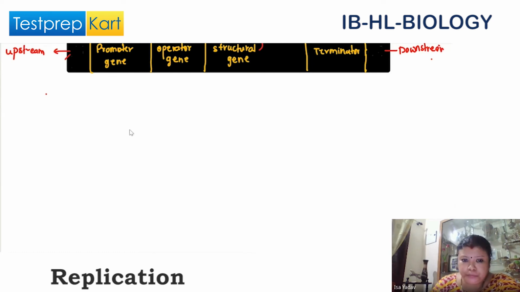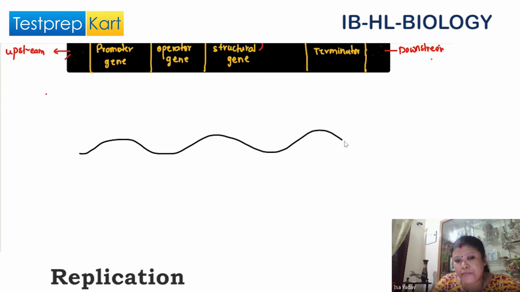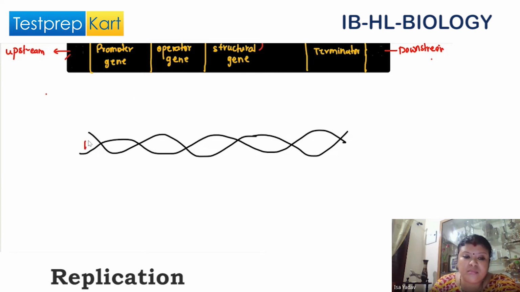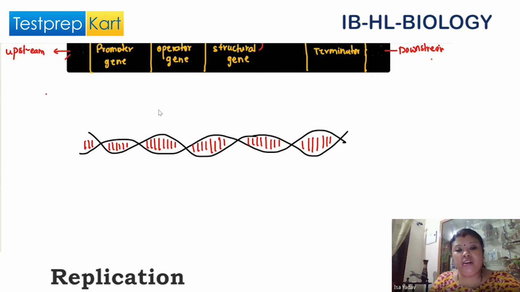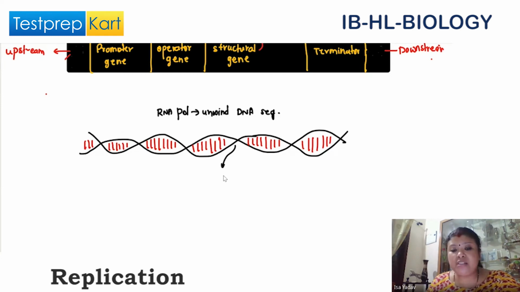So let us see this in a more detailed manner. This is the segment of DNA. Same thing, it will unwind, but here helicase will not unwind. Here RNA polymerase will unwind the DNA segment. And which region will they unwind? Not the ori site, but the segment that they'll unwind is rich in adenine and thymine.